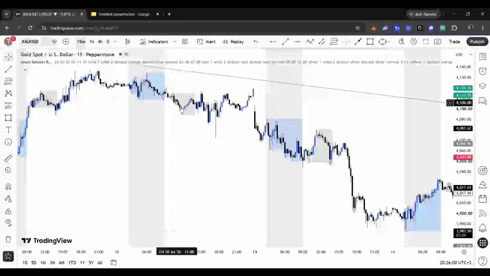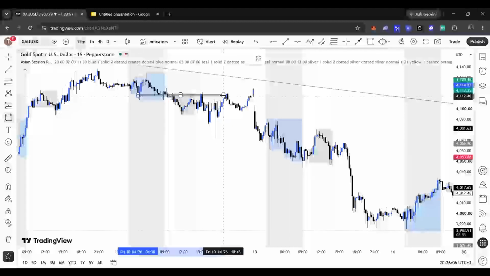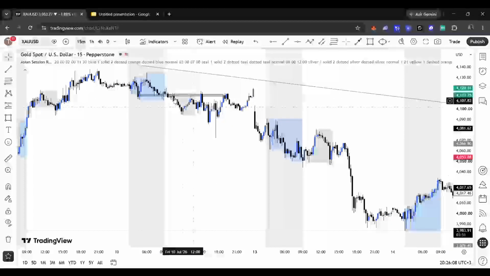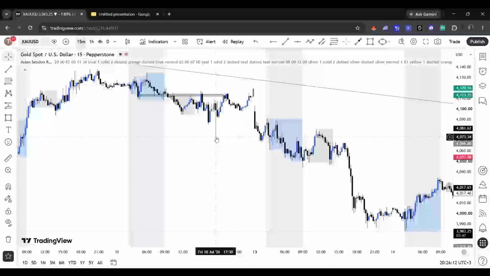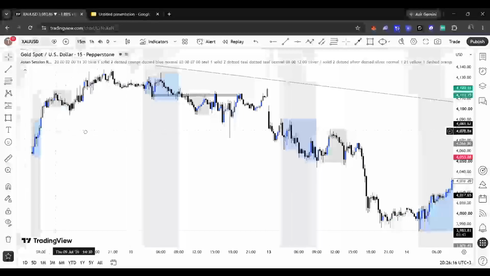And what do I do if the manipulation is to the outside? I'm going to just wait for it to give me a pullback to an area of value, maybe a supply zone, which is here, and then I would short the market. This can be my take profit, somewhere of value, this side.